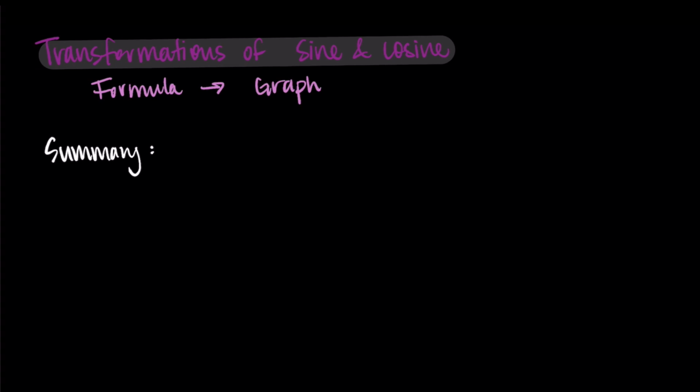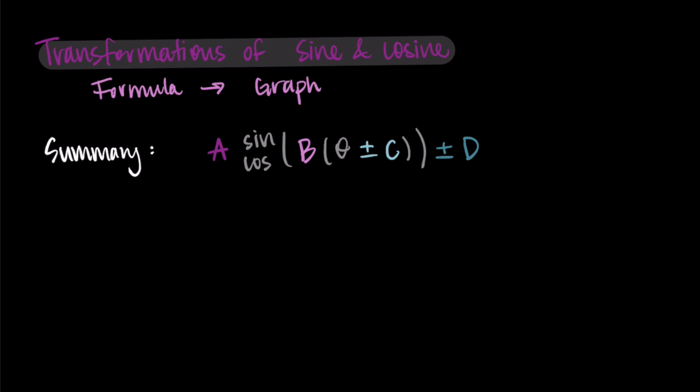First, I just want to quickly summarize the types of transformations we have. I'm going to combine the sine and cosine together. So I could say we have A times either sine or cosine of B times theta plus or minus C, and then that is all plus or minus D. These are all of the possible transformations that we could have. Typically, we only have one or two, maybe three. It's very unlikely to see all four at the same time. That's just a lot to keep track of, but of course it's possible.